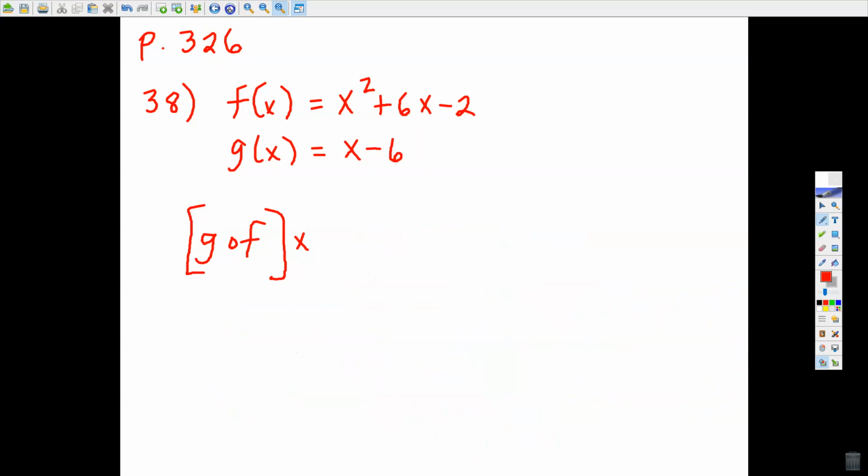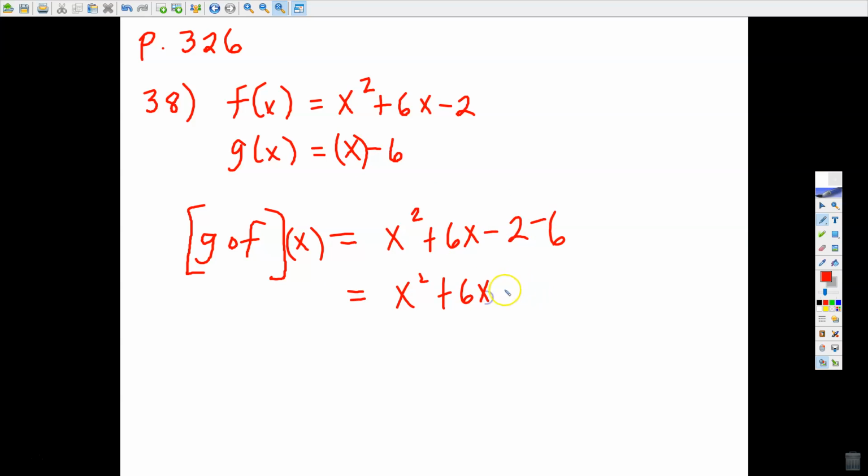And now let's do the other way. Let's do g of f of x. This time we're going to be putting the f function in for x in the g function. So x squared plus 6x minus 2, and then minus 6. X squared plus 6x minus 8. That is the composite g of f of x.